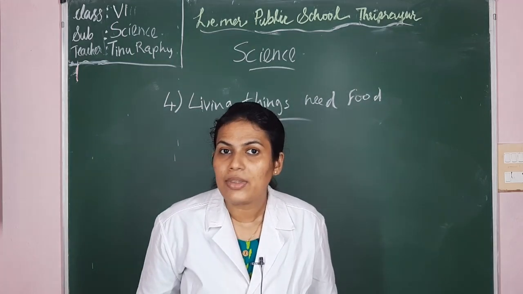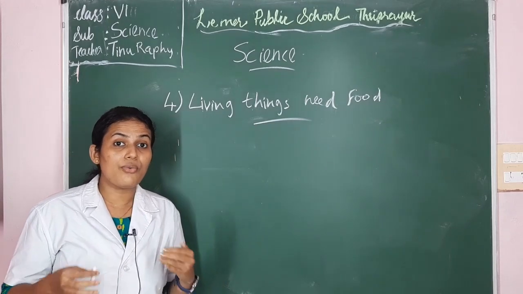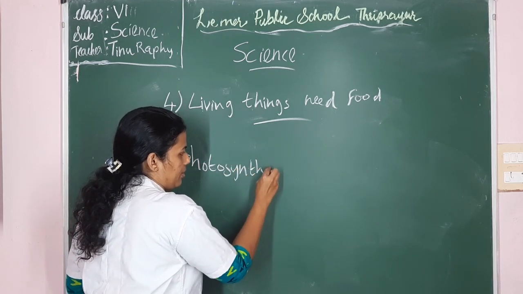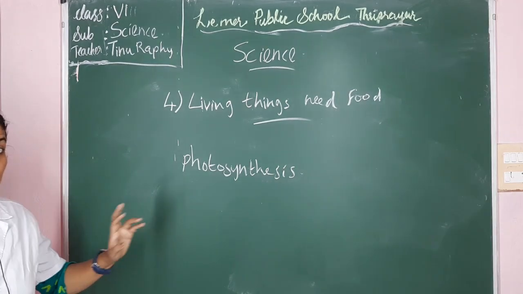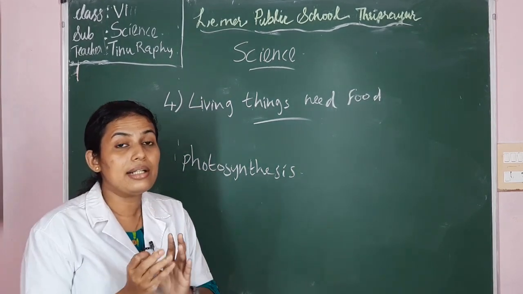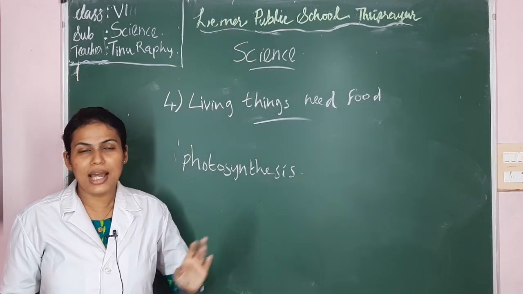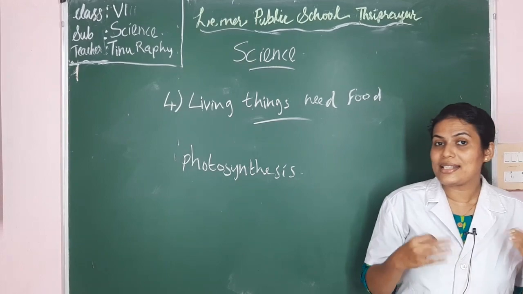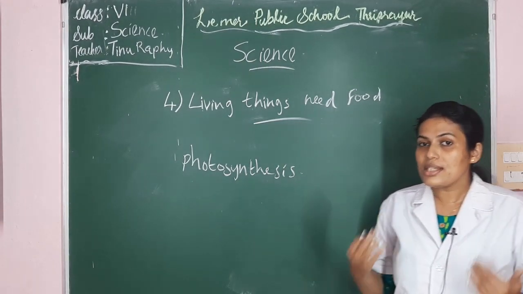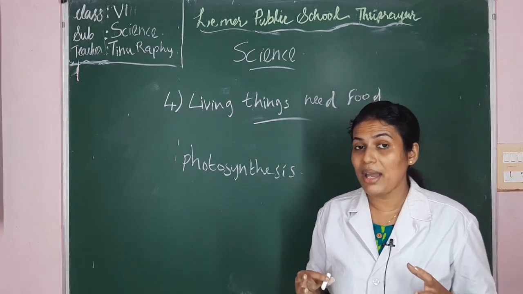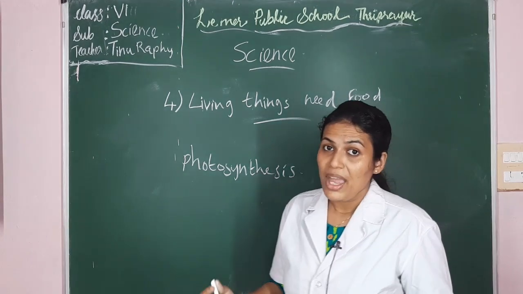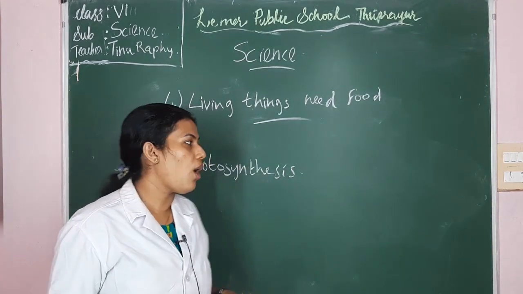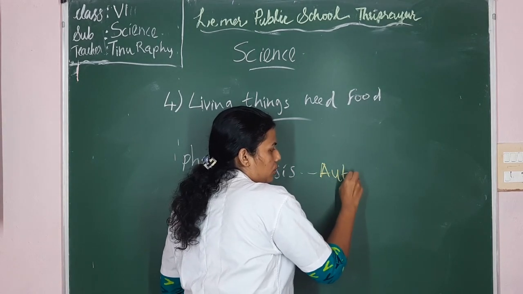Now, do plants need food? Yes, plants also need food, isn't it? The preparation of food by the plants is called photosynthesis. We have learned about photosynthesis in the lower classes, and also in our last chapter when we learned about the function of the leaves. That is, the green plants prepare their food with the help of carbon dioxide, sunlight, water, etc., and other minerals also. So this is called photosynthesis, and photosynthesis is the process by which green plants produce their own food. And these plants are able to produce their own food themselves. Hence, they are called autotrophs.